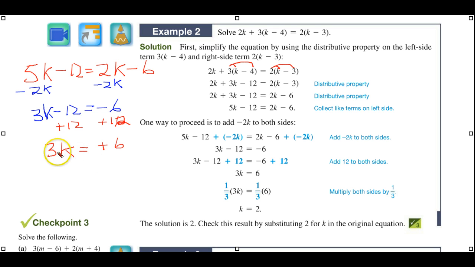Now, to get rid of the 3 that's with the k, by the way, you recall this is the numerical coefficient of the variable. That's usually what we divide by. We get k equals 2. And it's laid out quite well.